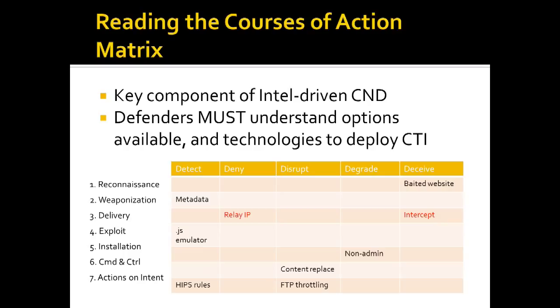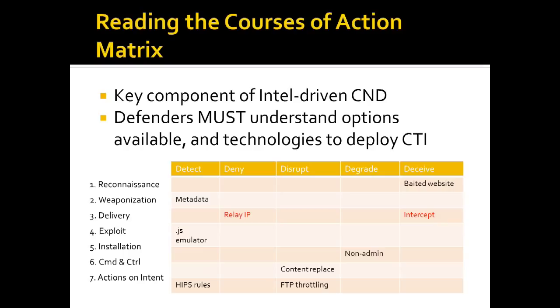And I list here a few examples of techniques I've seen people employ in the past for various courses of action, at various stages of the kill chain. So reconnaissance, as a deception practice, you could potentially provide a baited website for an adversary who might be coming in, pulling down a website, and then they want to maybe Trojanize it, turn it into a PDF, Trojanize it, send it in.